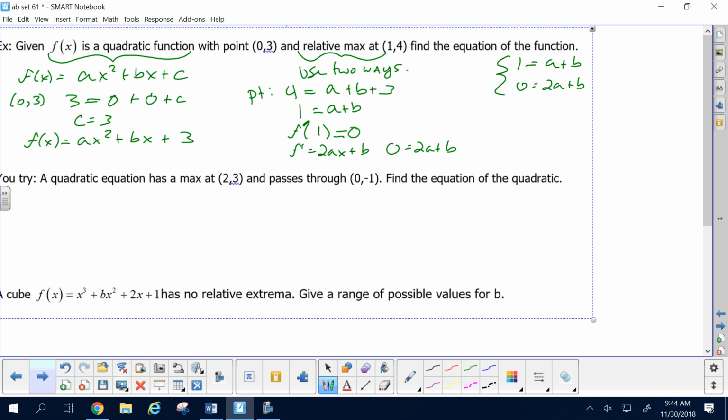Substitute or eliminate, whatever you want to do. I don't care. But tell me what a is to you. a is negative 1. And b is 2. Okay? That seems reasonable. It should be opening down, so at least the a sign seems like it's right. Okay. Would you try the other two on your own with your mathematics? We'll go over it.